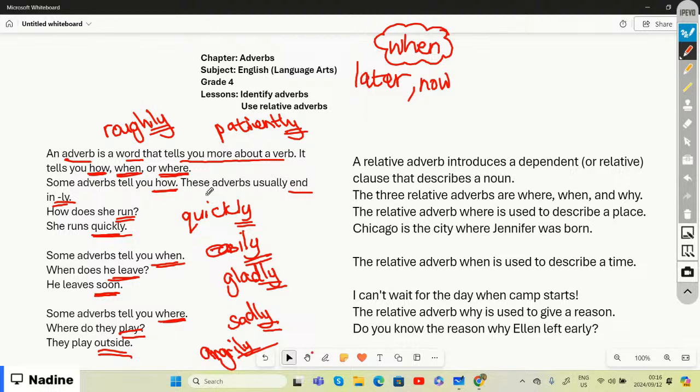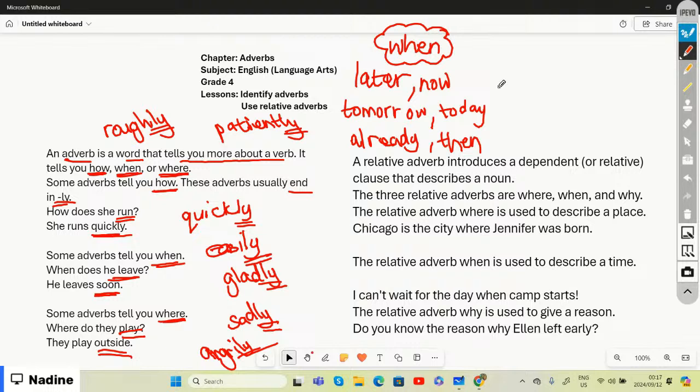Now, we said soon. It can be tomorrow. Today, something happens. Tomorrow, yesterday, tonight, already. You can even say then, next week, last month, next month. Those are words that tell us when.